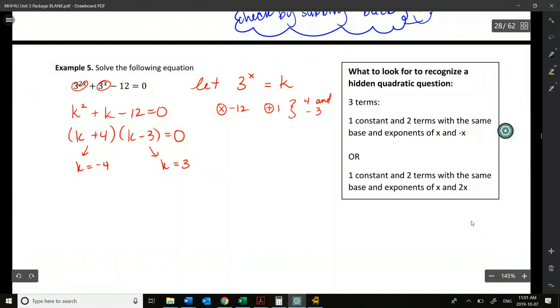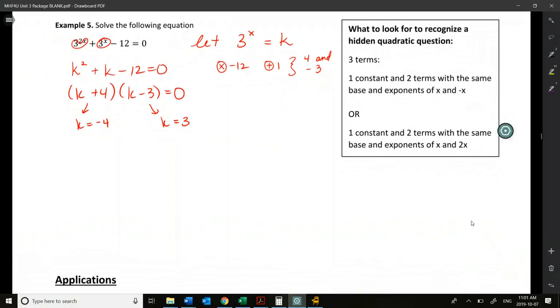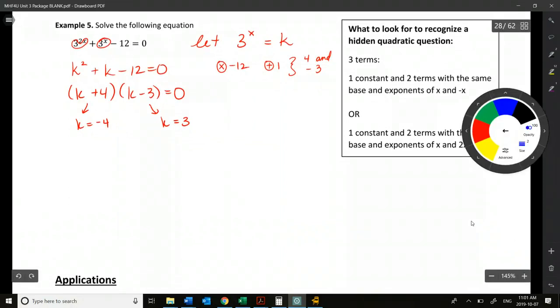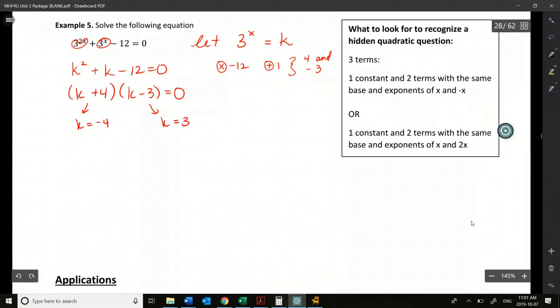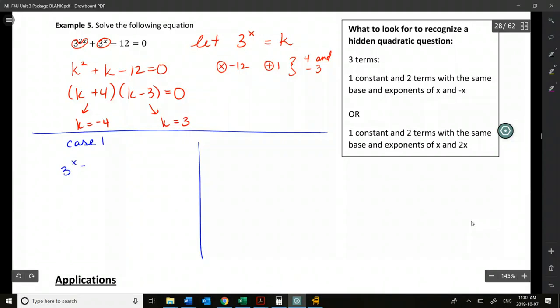Okay, well, this actually isn't the answer, so I'm not going to box it. But now I just need to sub back into my let statement. So we will have our case 1, case 2 deal. Case 1 is that 3 to the x equals negative 4. Case 2 is that 3 to the x equals 3.